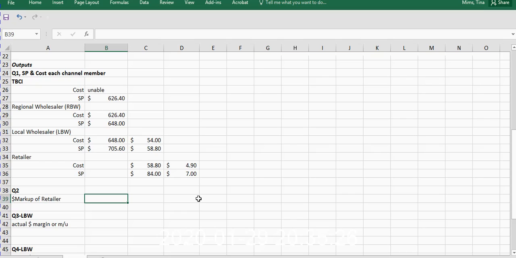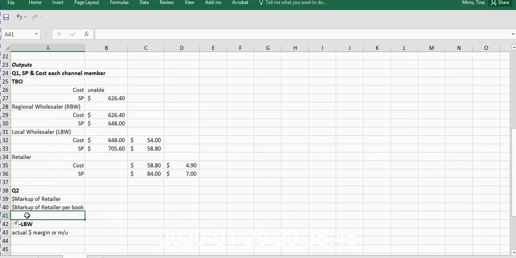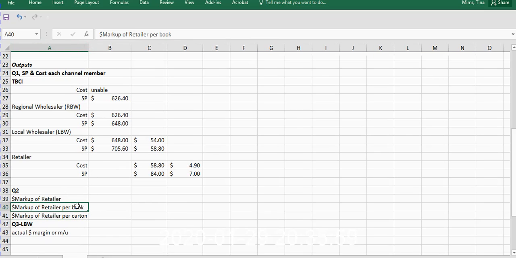Let's put this right here. Let's write this like this. Dollar markup of retailer per book. And then let's give us a little extra line here. Sorry about that. Go up and insert. And then let's say dollar markup of retailer per carton. Okay? And we'll use our same columns. The dollar markup of the retailer.